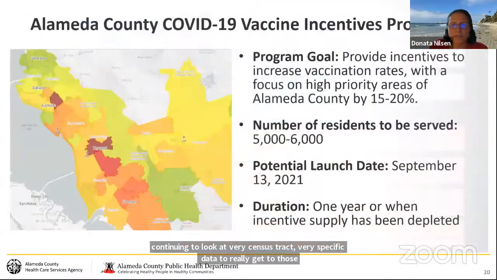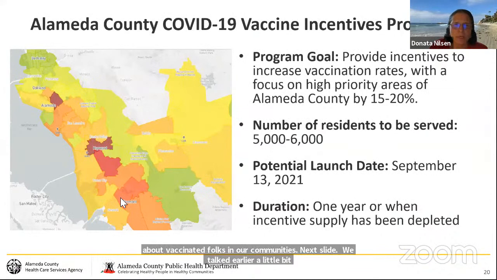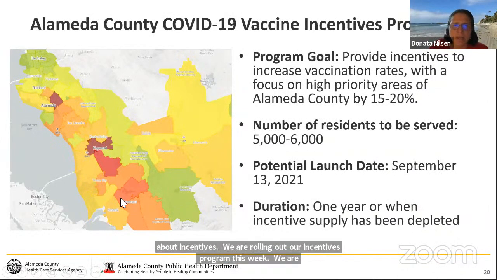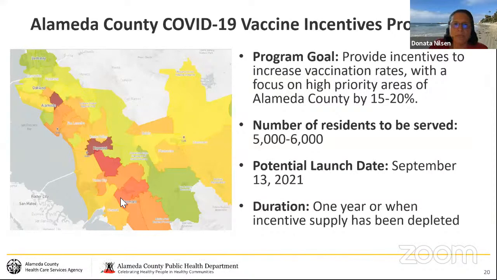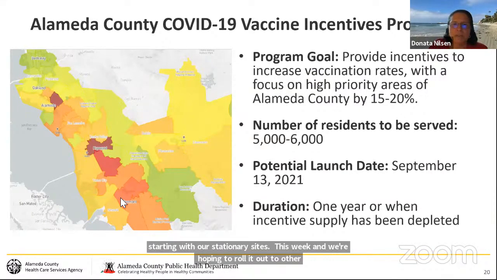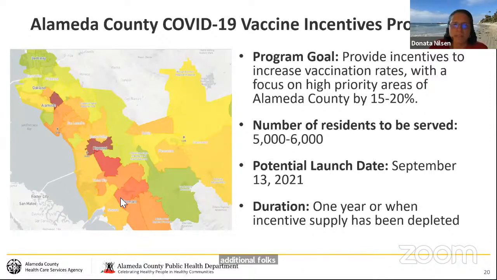We talked earlier a little bit about incentives. We are rolling out our incentives program this week. We are starting with our stationary sites this week, and we're hoping to roll it out to other pop-up sites in the future. But really the goal of this is to hopefully get a few additional folks to our pods to get vaccinated. And we're hoping to serve about 5,000 to 6,000 residents. Next slide.